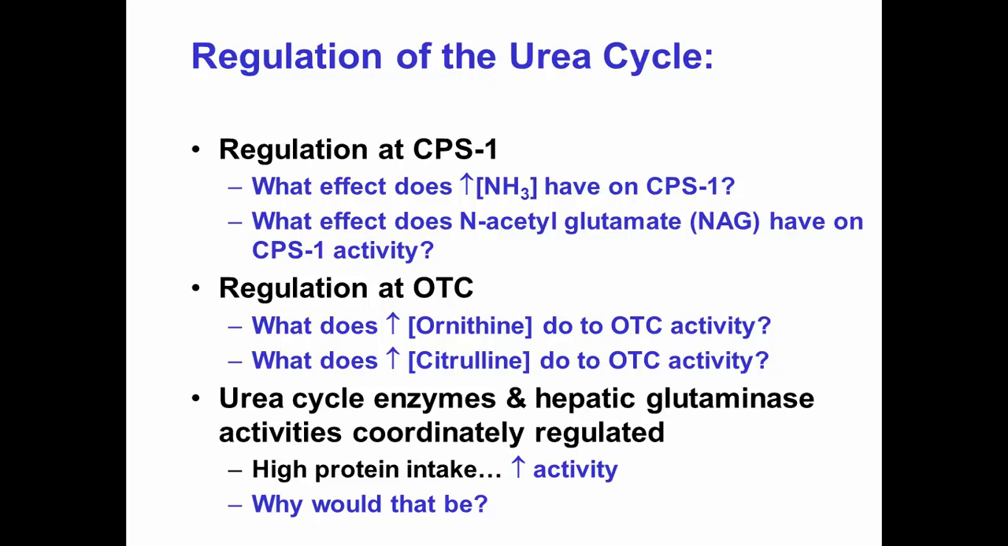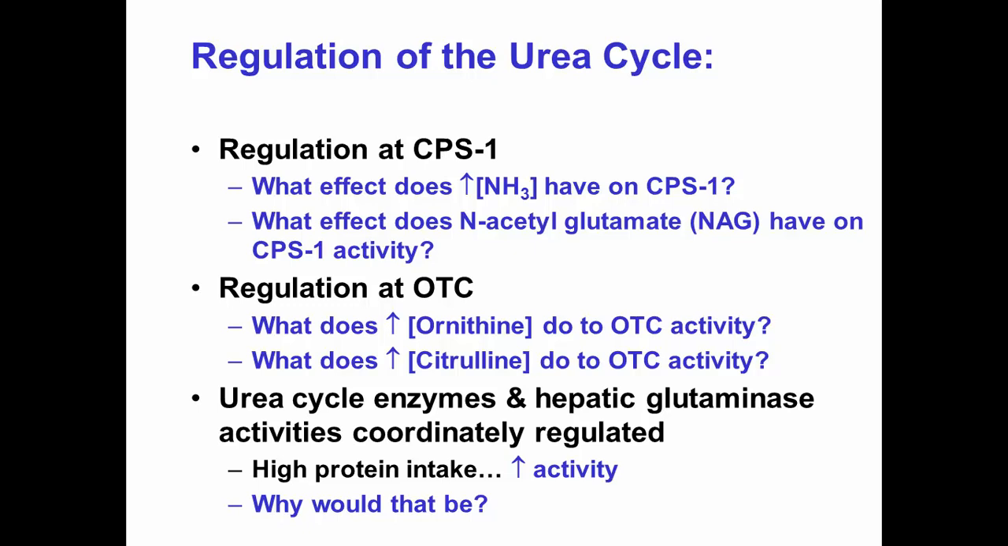The second step, ornithine transcarbamylase, is simply substrate driven. So if you've got a high concentration of ornithine, that's going to increase activity, right? And then the product, if you have a high citrulline, which is the end product, that will feedback inhibit OTC. I mean, this is pretty basic, right? You've had enzymes.